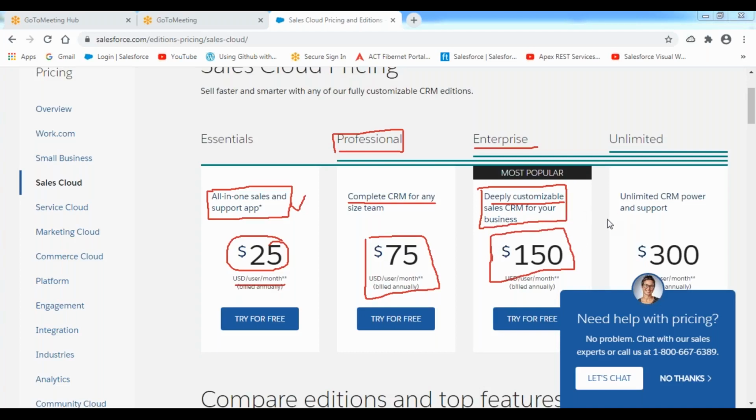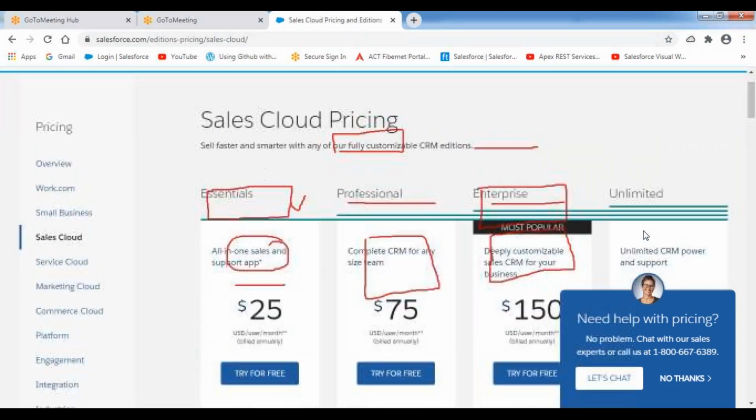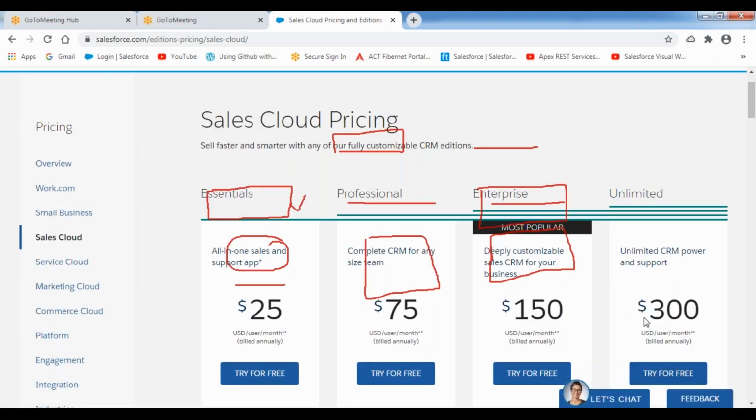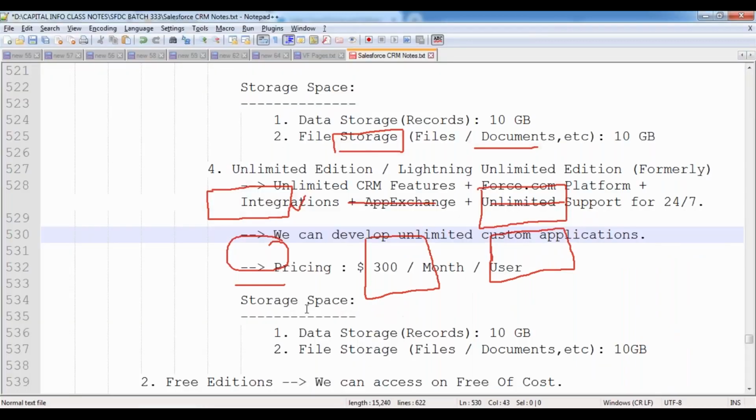And the fourth one is Unlimited edition. For this, they charge $300 per month per user license, and it provides unlimited CRM power and support also. These are the 4 types of editions available, but in the interview, say confidently that we have used Unlimited edition of Salesforce for our project. Don't change the answer. We are using Unlimited edition of Salesforce for our current project. These are the 4 paid editions given by Salesforce.